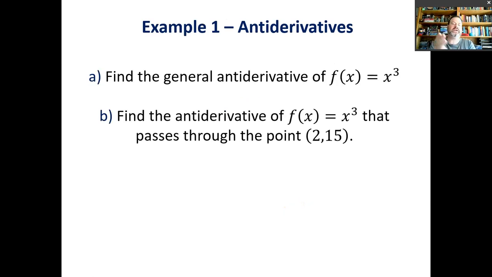All right, so let's jump in and do some examples. What if we have f of x equals x cubed? What's the general antiderivative? Well, the power rule tells us that when we take a derivative, the power goes down 1. So if we do an antiderivative, the power needs to go up 1. So it's going to be something times x to the 4th. But it can't just be x to the 4th plus c, because the derivative of x to the 4th plus c is 4x to the 3rd.